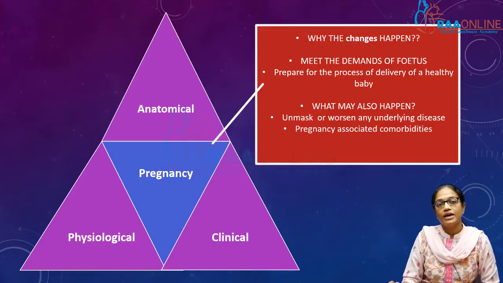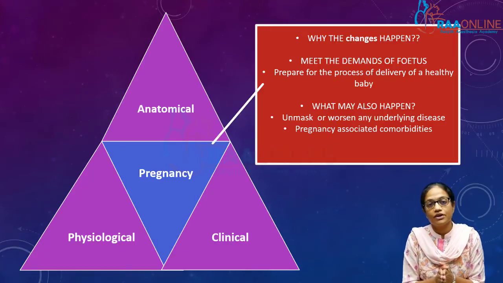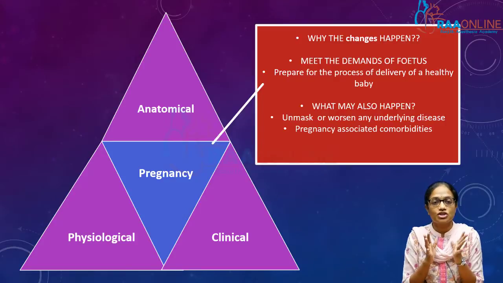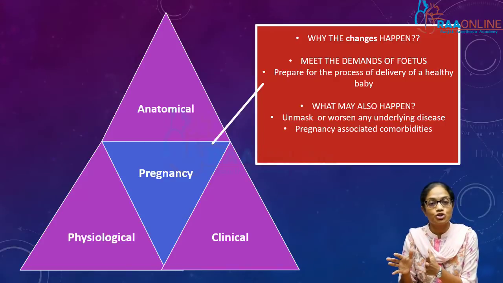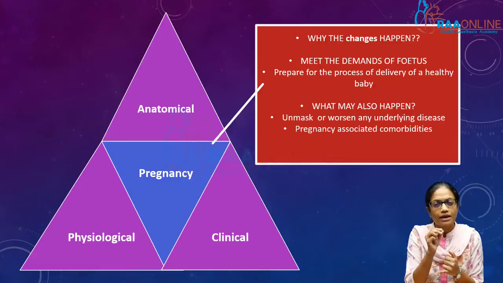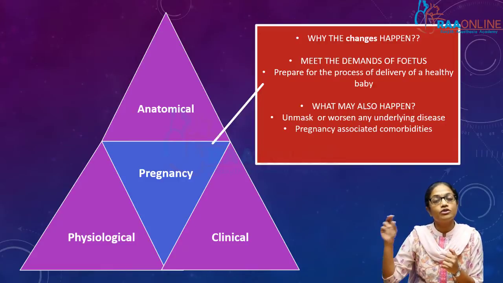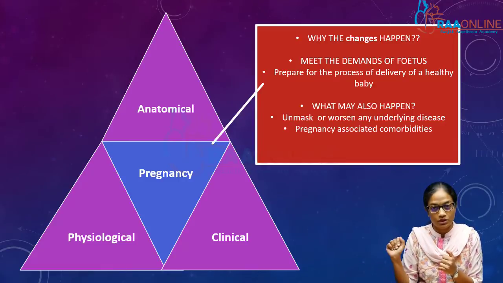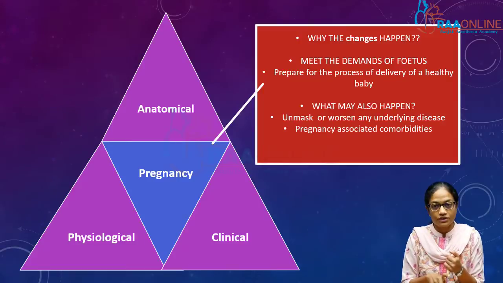So here we have a triad in pregnancy, where anatomical and physiological changes are happening and your clinical management has got to match this. Why are these changes happening? Firstly, to meet the demands of the fetus. The baby is growing fast from a small embryo to a baby ready to come out and have a life in this world. The mother is going to prepare the fetus and prepare herself for the process of delivery. Hence, there are multiple changes happening in the body, and that is what we're going to concentrate on.